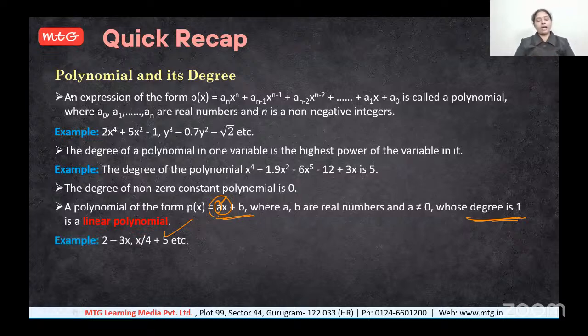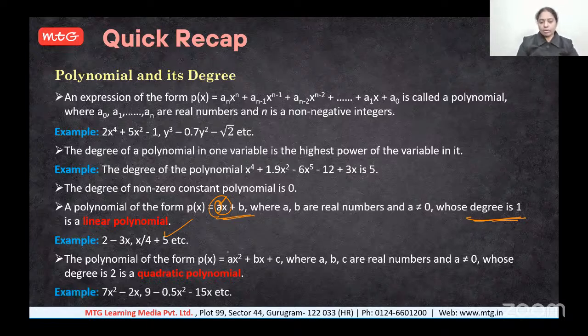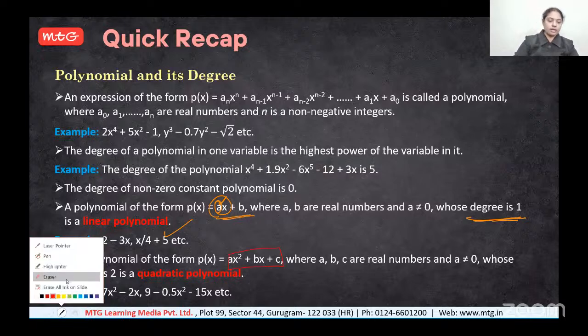Similarly, further you have some examples of the same. 2 - 3x, x/4 + 5, all these are polynomials in linear form. Now, quadratic polynomial. Just now I said, a linear polynomial is a polynomial with degree 1, whereas if the degree of the polynomial is 2, then we call it a quadratic polynomial. The general form of a quadratic polynomial is this. This is very important to remember, all of you. So I'll just mark it again.